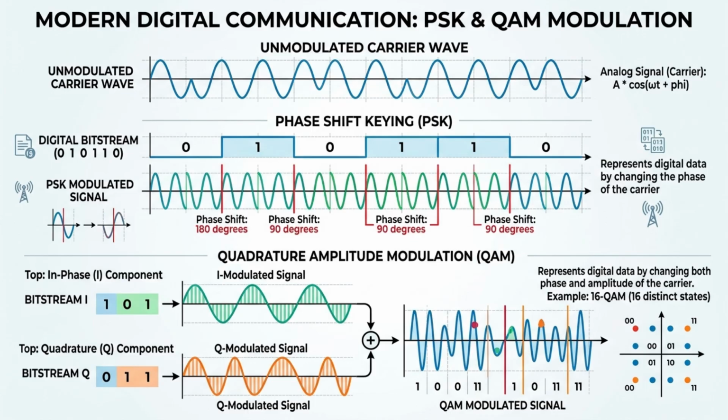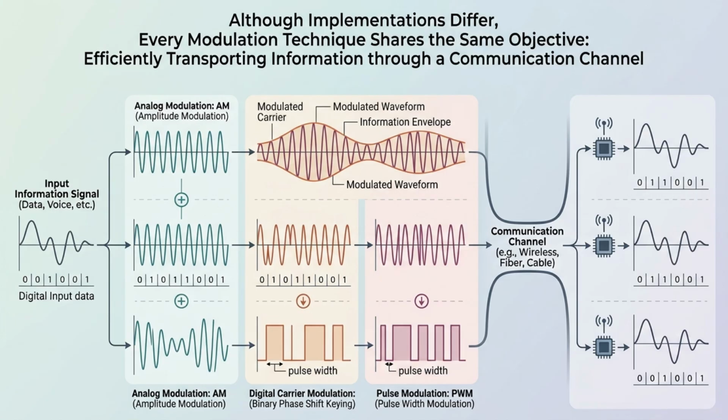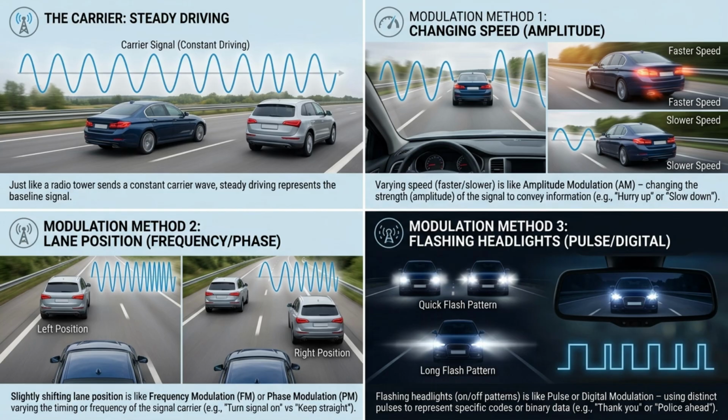Modern digital communication extends these same ideas by changing the carrier according to digital symbols instead of continuous analog signals. Techniques such as PSK and QAM represent digital information by changing the carrier's phase, amplitude, or both. Although the implementations differ, every modulation technique shares the same objective: efficiently transporting information through a communication channel.